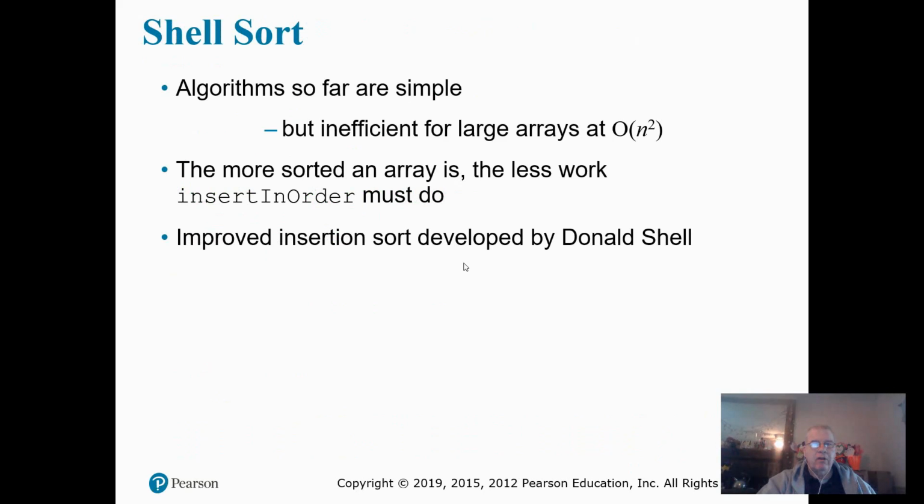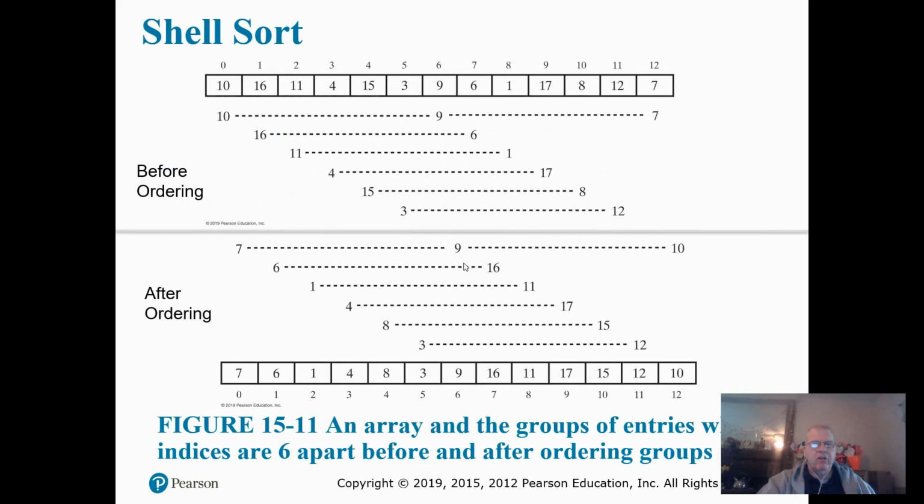Now, shell sort was developed in order to make things more efficient, and it's a little more complicated in concept, but it's slightly faster. So in the first step, we have this list of 13 items, and we decide by some mechanism that we want to start with entries that are 6 indices apart.